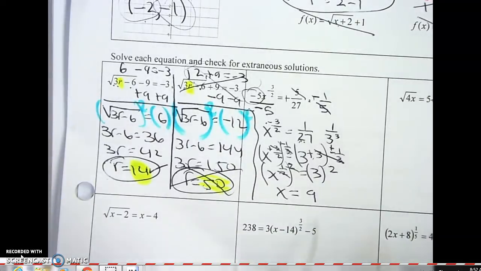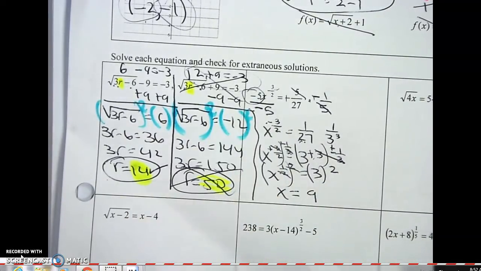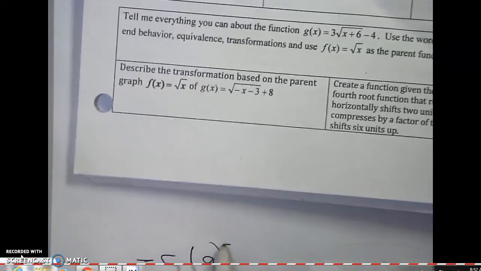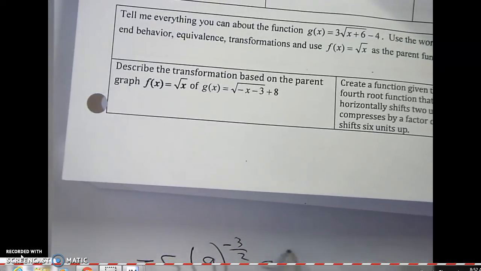Okay. If I have a lot of time on my hands, I could check it. You know what? Actually, let me check it just so you can see. So I'm going to take this problem and I'm going to check it. -5, parentheses, 9 to the -3/2. And I want to see if it equals -5. Let me move that up.